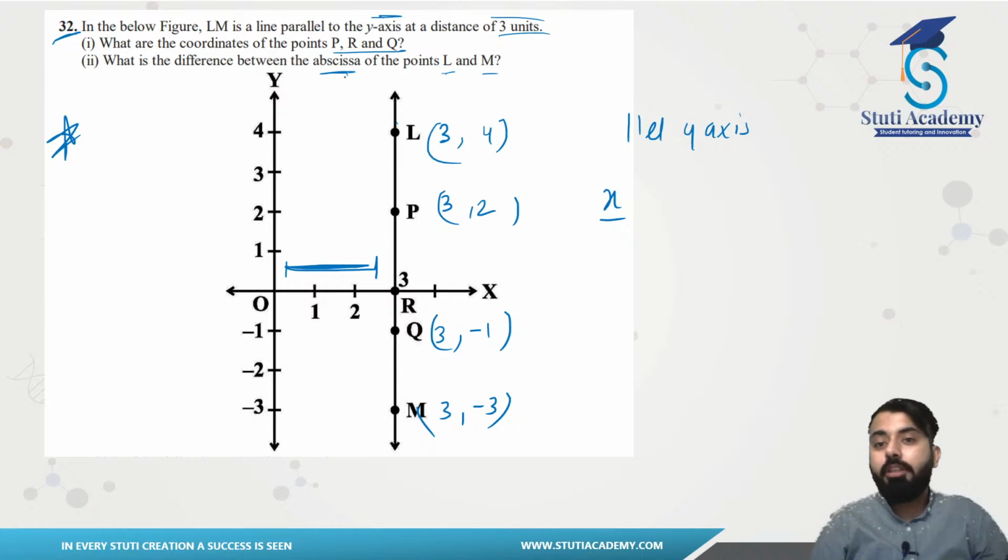Now, we have to find out the difference between the abscissa of points L and M. Both of them share the same abscissa. Their difference will be what? It will be 0. I hope you guys remember this and don't have any doubt. So, this was quite easy. Now, let's see what we have in our next part.